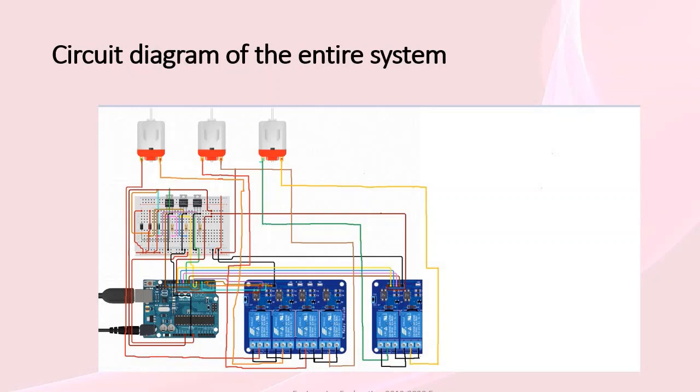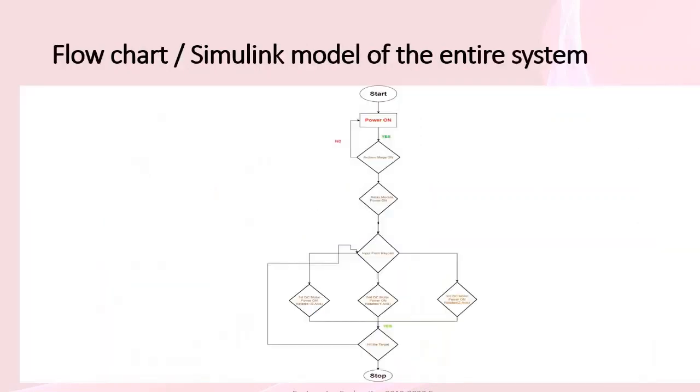Input given from the keypad is transmitted to DC motor using Arduino Mega. So this is what we can see in the circuit, the connections as shown. The DC motor is connected to Arduino Mega, breadboard and the 2-channel relay modules. So this was the circuit diagram of the entire system. Next we are moving to the flow chart of the entire system.